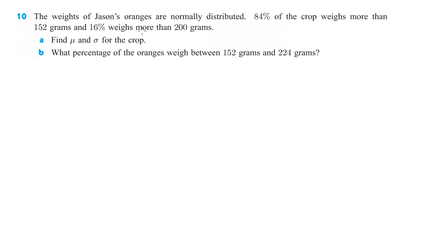The weights of Jason's oranges are normally distributed. 84% of the crop weighs more than 152 grams and 16% weighs more than 200 grams. Find the mean and their standard deviation for the crop. Okay. So let's do this. I'm just going to draw a little picture, see if this helps us out.